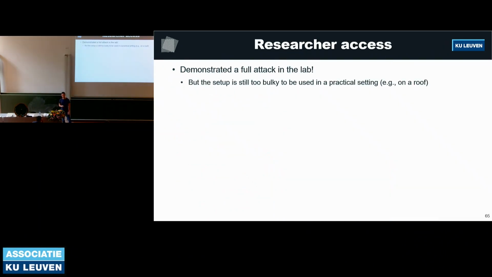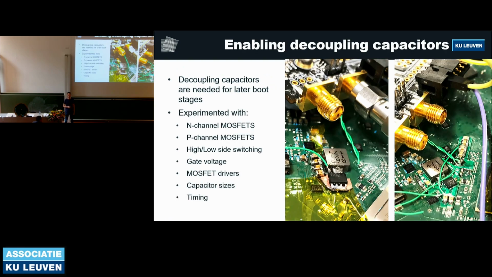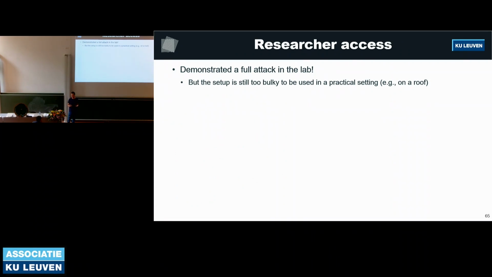So this means we now have a full attack. We can compromise the ROM bootloader. We can switch on the decoupling capacitors. We can get a root shell in the Linux operating system and start exploring the network. But you can see from the previous slides, this is still a pretty cumbersome setup to move to a roof, because there's still an oscilloscope attached, there's still power supplies attached, signal generators attached. This is not very convenient.